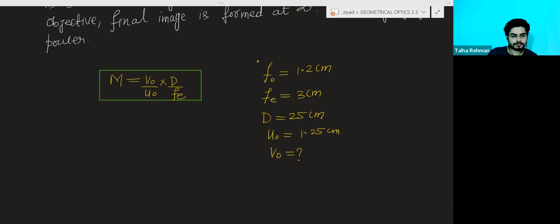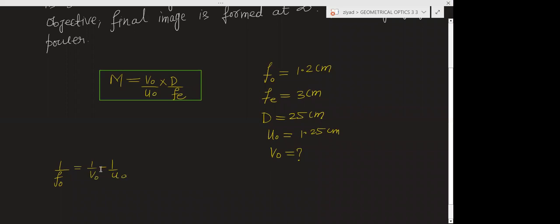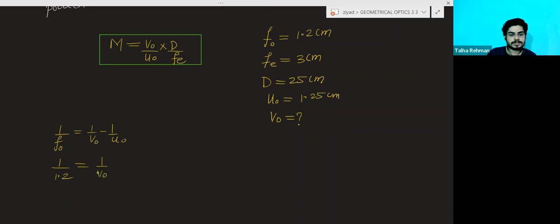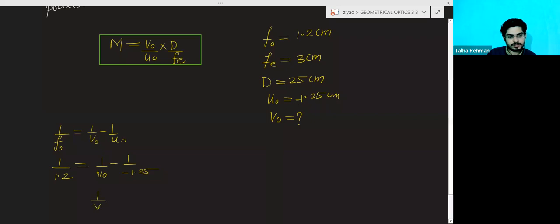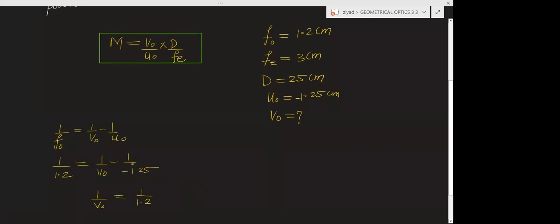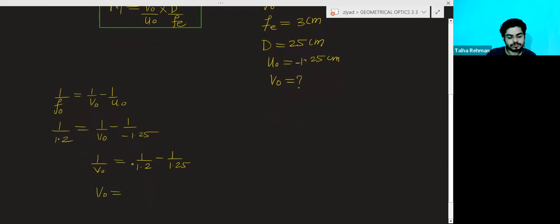We can find, 1 upon F is equal to 1 upon V minus 1 upon U, and this is for the objective lens. 1 upon F naught is equal to 1 upon V naught minus 1 upon U naught. So 1 upon F naught is 1 upon 1.2 centimeter, equal to 1 upon V naught, which we want to find, minus 1 upon U naught. So it will be negative, so it will be minus 1.25. From here we can find 1 upon V naught, that is equal to 1 upon 1.2 plus, it will be minus, 1 upon 1.25. You can do these kinds of simple calculations. When you calculate this, you will get the value of V naught equal to 30 centimeter.